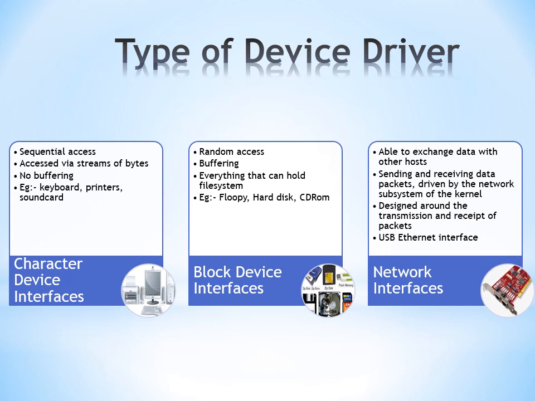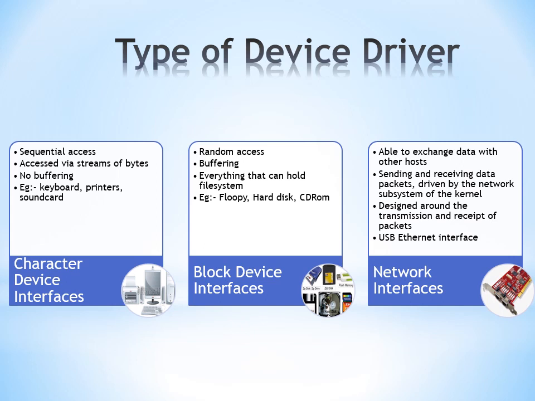So these are the types of device driver. Each type of device driver has its own device driver interface. For example, for the character device, the character device interface is normally used as a sequential access method. Access is through a stream of bytes and there is no buffering.